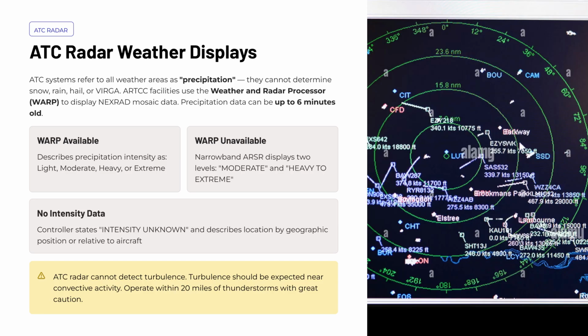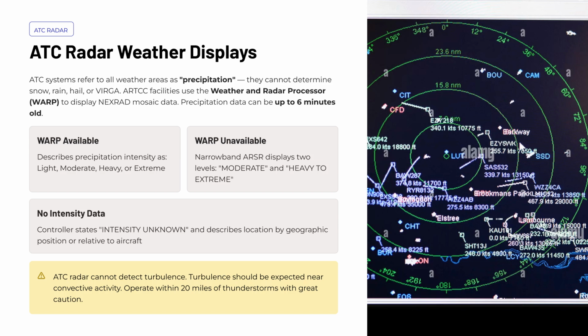When receiving weather information from air traffic control, it's important to understand the limitations of what they can and cannot tell you. ATC radar systems identify all weather returns simply as precipitation. They have no ability to distinguish between rain, snow, hail, or virga. Keep that in mind when interpreting any weather picture they provide.